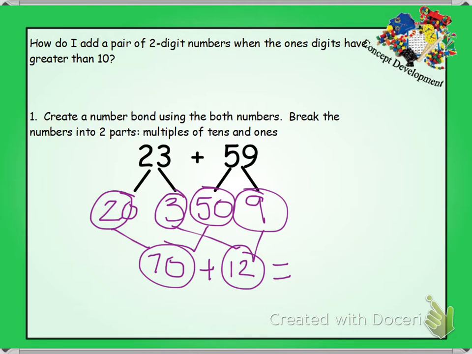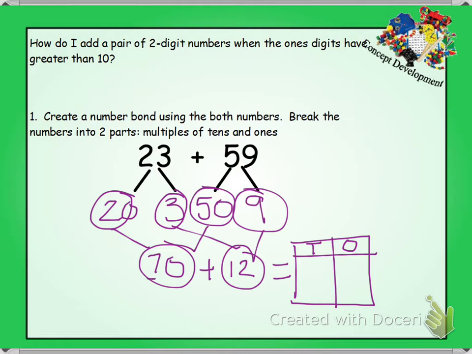Now 70 plus 12 equals... Some of you might get stuck on this part. One thing that I have been showing a lot of you to do is draw a little tape diagram. Draw a T for your tens and your O for your ones. Now let's look. Let's count our tens.